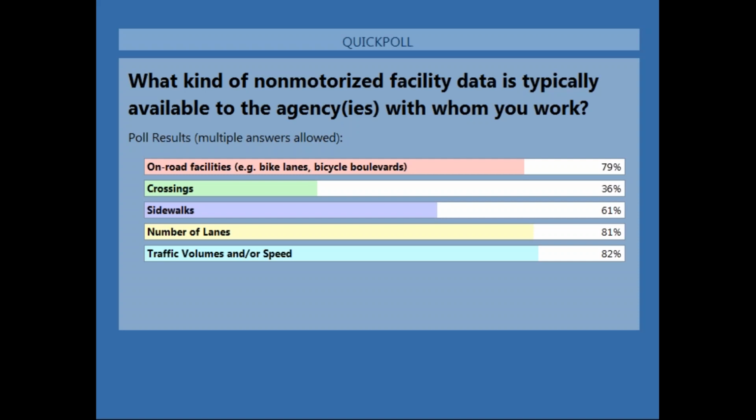So 82% was the leading score, traffic volumes or speed. People seem to have that information, as well as 81% said number of lanes. So those are available. 79% of people, also a near leading contender, said that they have a good handle on their on-road facilities, whether those are bike lanes, bicycle boulevards, and other things. Sidewalk inventory is pretty common as well. 61% of people have that. The crossing inventory is about a third of attendees said that they know where those are. And that's interesting, because we recently did another webinar on conducting crossing inventories, and they're not as common in a lot of places, at least from what we found too. So this seems to reflect that. So I'll turn things back over to you all, Joe.